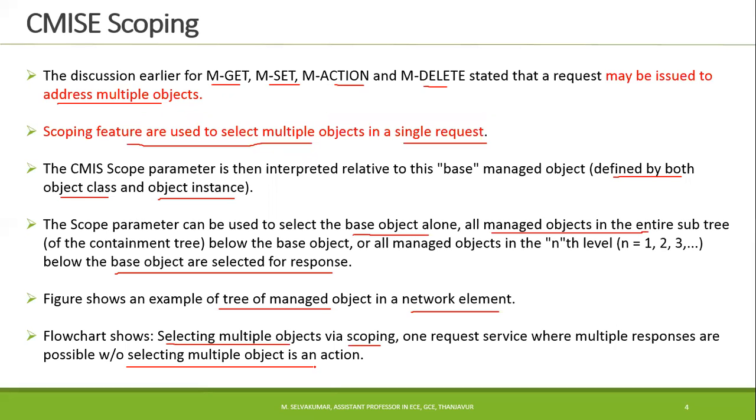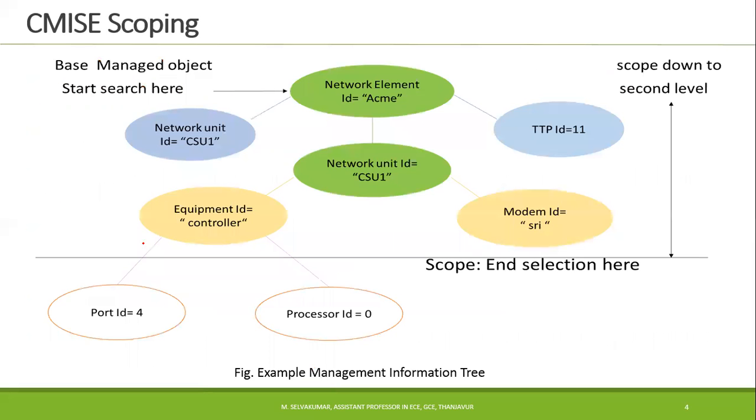So now let's discuss the objects. Each object in the figure is shown as an ellipse, and the values of the attributes are shown inside the ellipse. This is a network element, the base managed object. These are the sub objects, connected to this main managed base object. The name of this managed object is network element ID equal to ACME. It contains two controller cards.